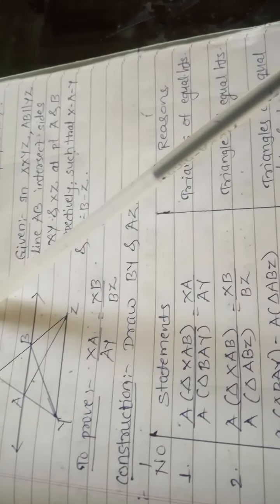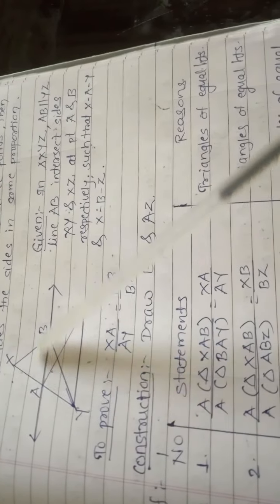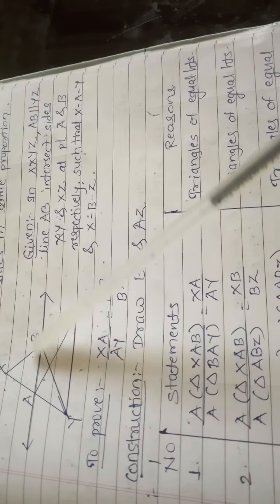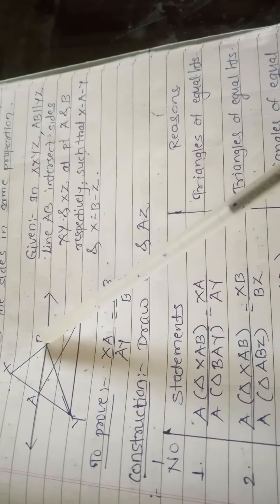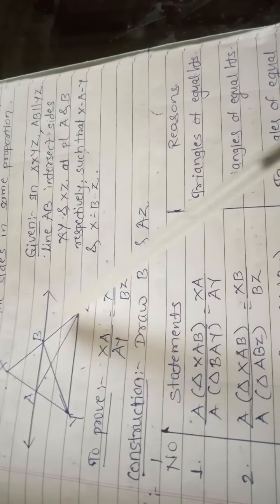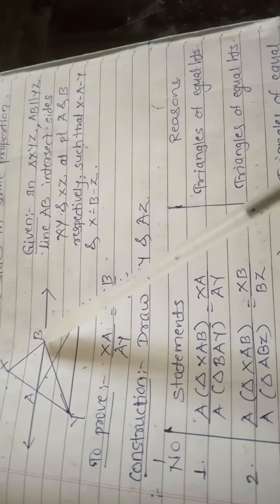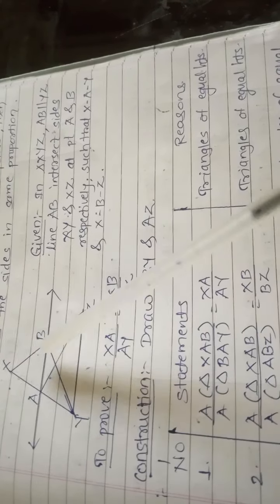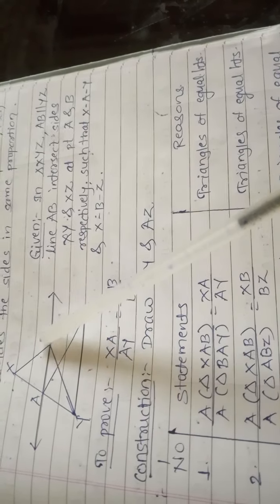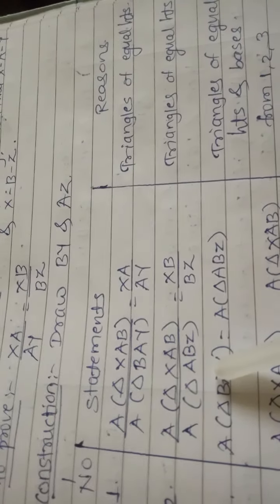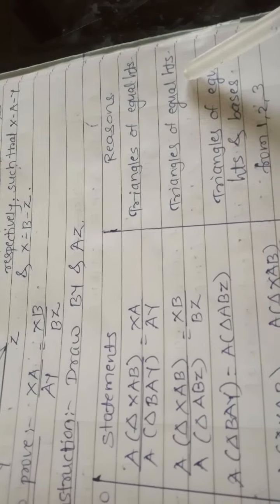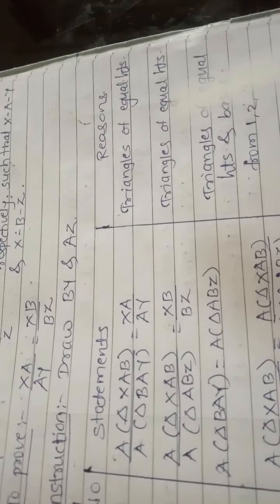Similarly, we can see another two triangles, that is XAB and ABZ. Again these two triangles have the same height, that is AB. Since they have equal heights, the ratio of the areas of these two triangles is in proportion to the bases, that is XB upon BZ. So area of triangle XAB upon area of triangle ABZ is equal to XB upon BZ. Again the reason is triangles of equal heights.